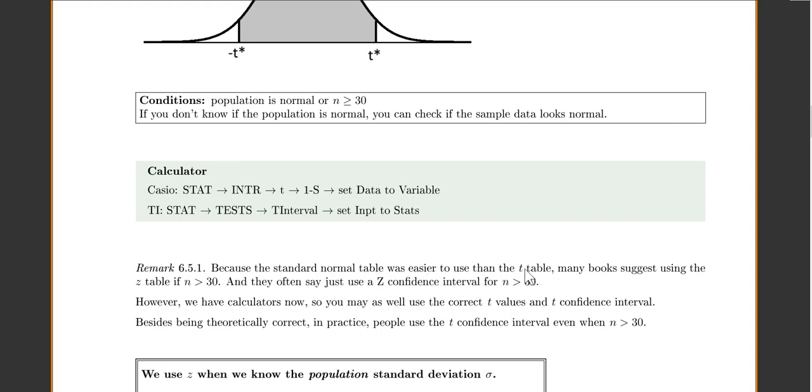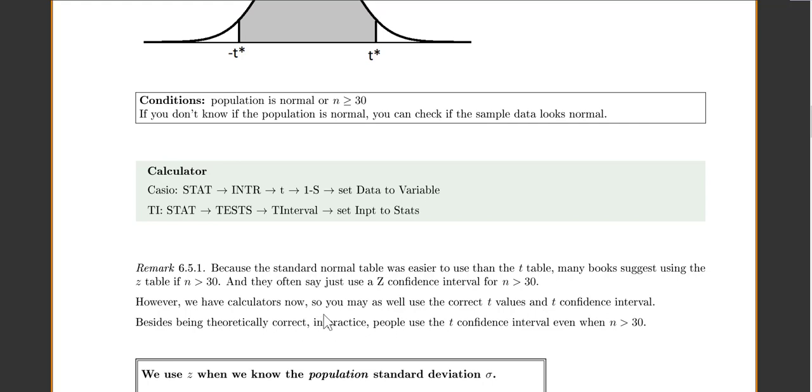Now again, we're not using tables in this class, but people used to use them. And the z-table is so much easier than the t-table. So many books would suggest that if n was at least 30, just use the z-table because it'd be pretty close to the same. They often say just use the z-confidence interval if n was greater than 30, because it was just easier to use. But we have calculators now, so you may as well use the correct t-values and the correct t-confidence interval.